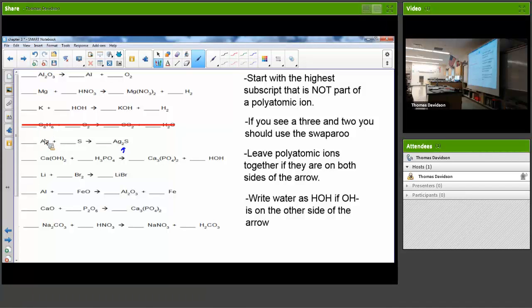We can't change subscripts to balance. That messes with the chemistry. We can change the amount of stuff. There's nothing against that. So 2 Ag's. Did that cause any other problem? No. So 2, 1, 1, and you're done.